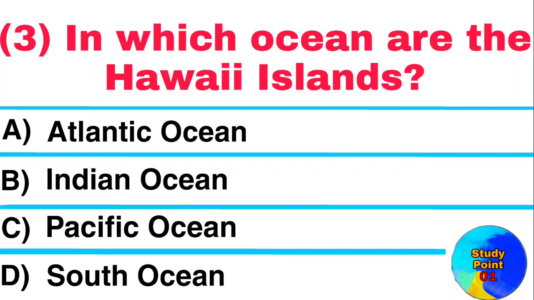Question. In which ocean are the Hawaii Islands? A. Atlantic Ocean. B. Indian Ocean. C. Pacific Ocean. D. South Ocean. Answer. Pacific Ocean.